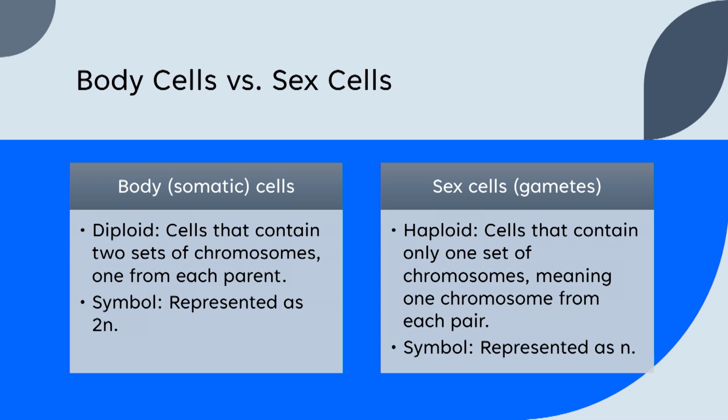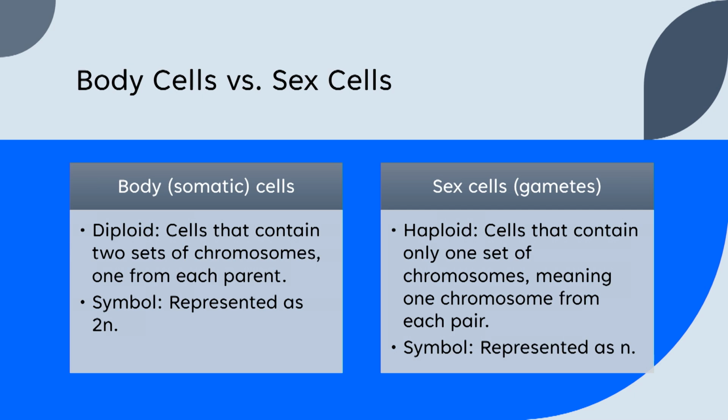Okay, so let's compare these body cells to sex cells. Every cell in your body is a body cell except for your sex cells. And there's only two types of sex cells. In men you have sperm, and in women you have eggs. These are known as gametes. So anything that's not a sperm or an egg cell is a body cell. Again, another name for that is a somatic cell.